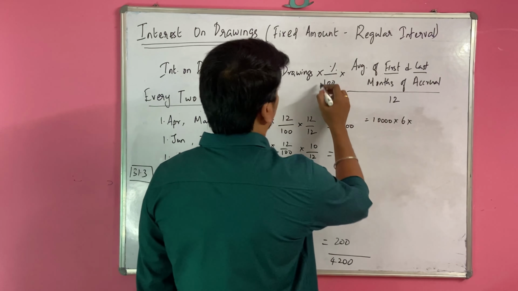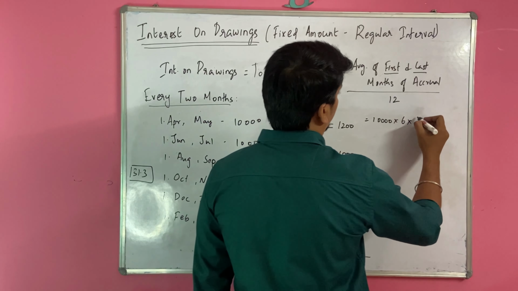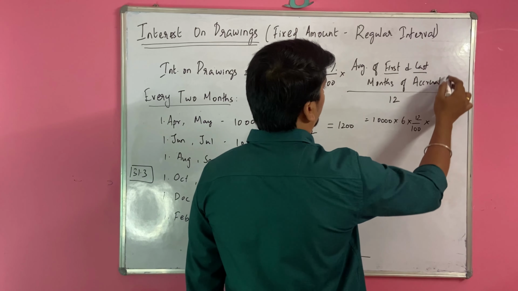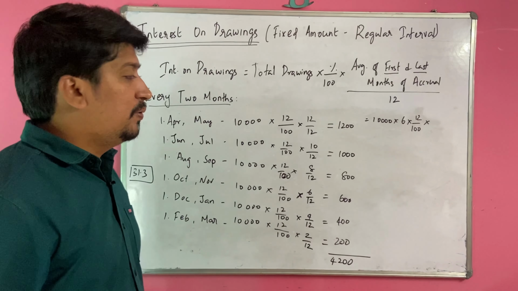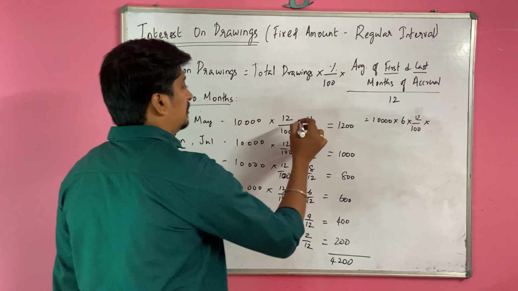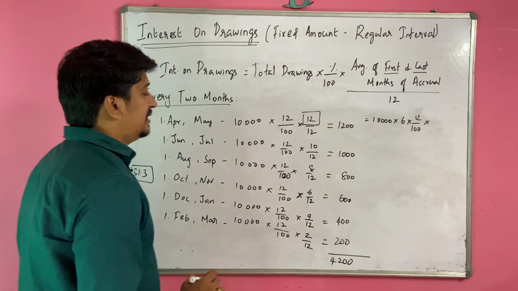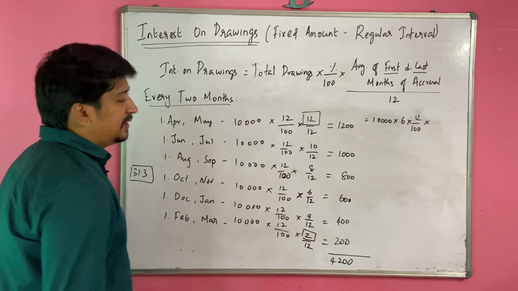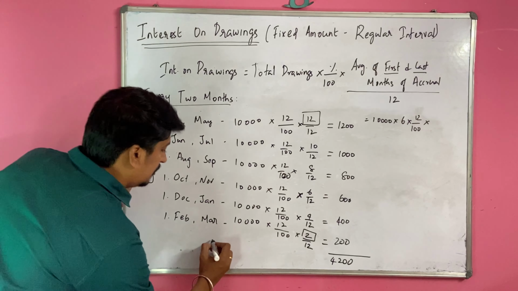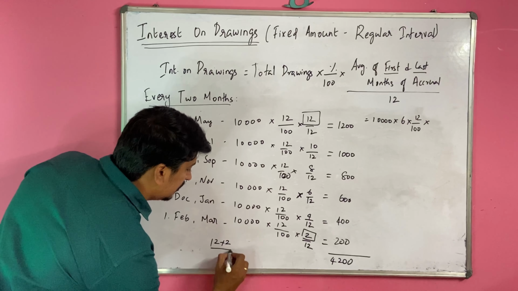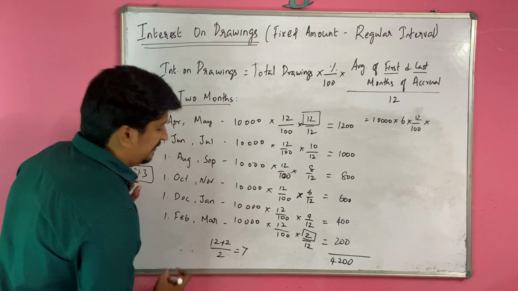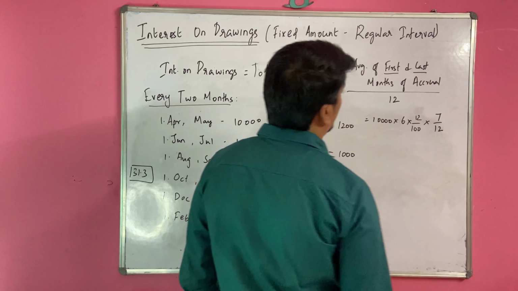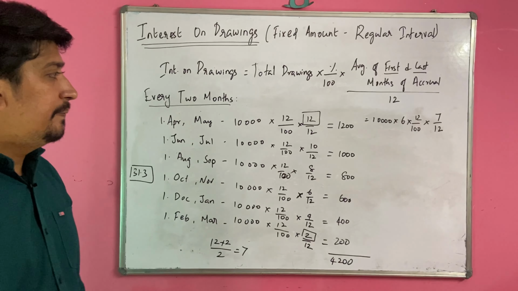Then percentage by 100, that is rate of interest on drawings, 12%. So 12 by 100 into the average of the first and last drawings' months of accrual. For the first drawing he has to pay 12-month interest, and for the last drawing he has to pay 2-month interest. So the average is 12 plus 2 divided by 2, 14 by 2, which is 7. Which means on an average of 7-month interest he has to pay.